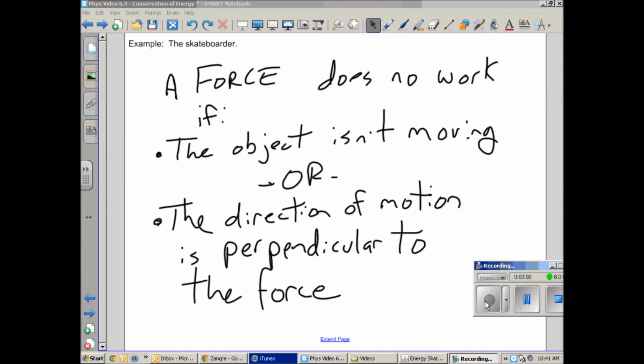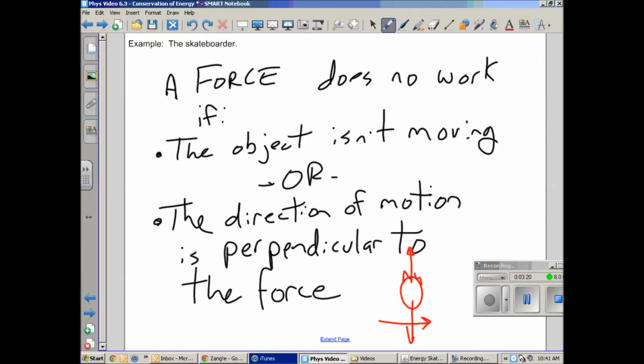Remember the cat, where Carl was carrying the cat? So here's the cat, and the cat's moving this way because Carl's carrying it. The only forces on it are gravity and Carl. Both of those forces are perpendicular to the motion, so neither of those forces do work. So that's how you know if a force does no work.